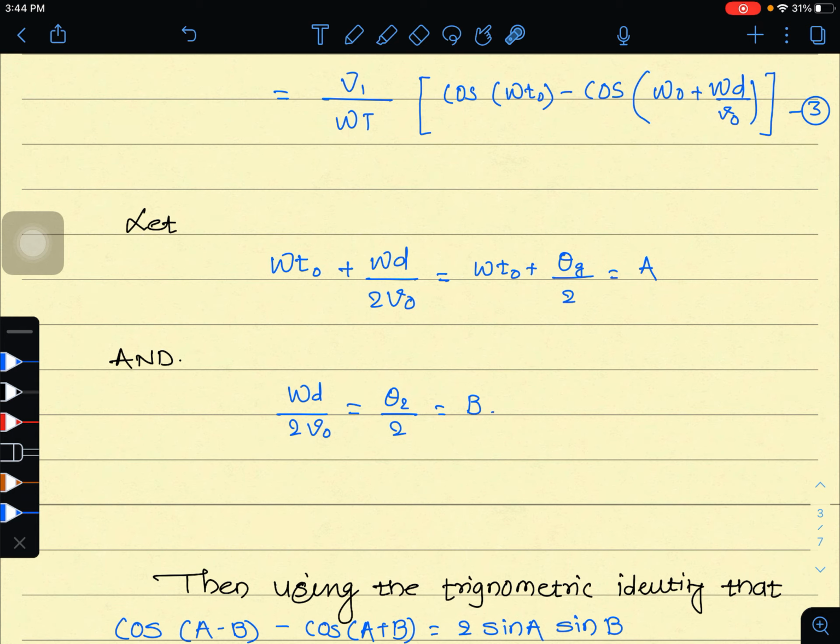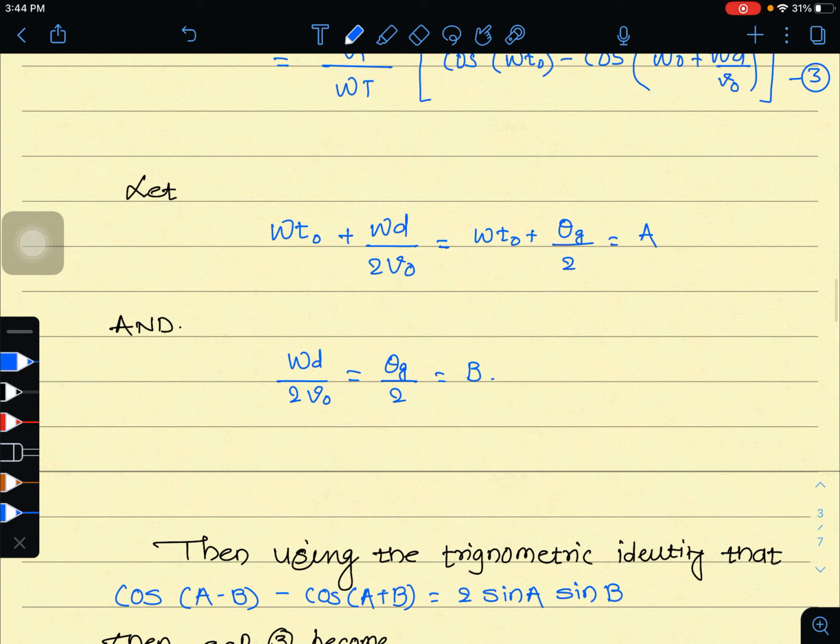And now the second one. What is the second one? In these equations, omega d divided by twice v0 is equal to theta g by 2, and this equation is B. This is equation A, this is equation B. Why do we use A and B here?